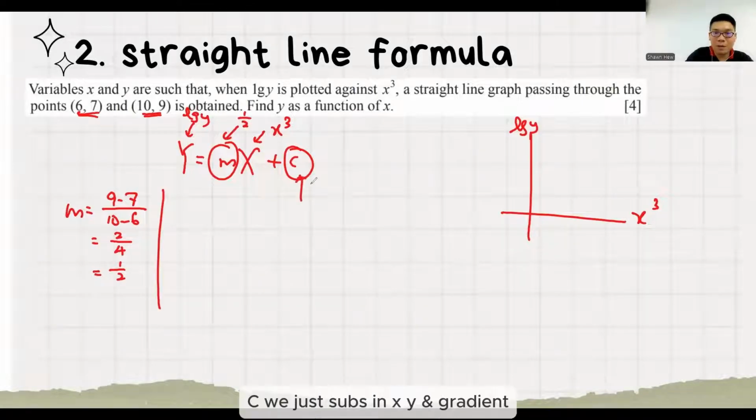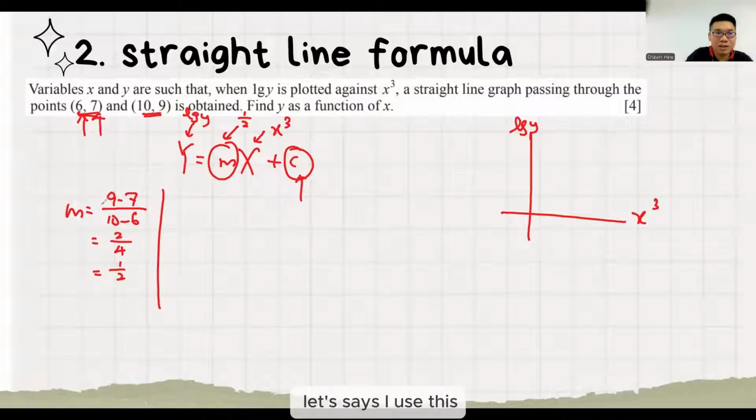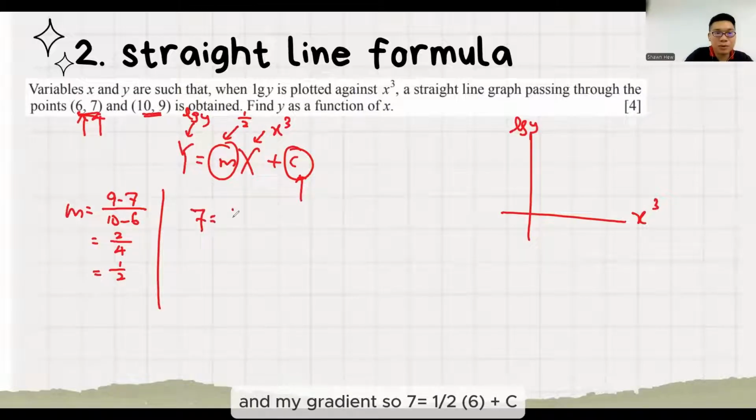So here it is half. For C, we just substitute in x, y, and the gradient. We can use any point. Let's say I use this and my gradient. So 7 equals half times 6 plus c.